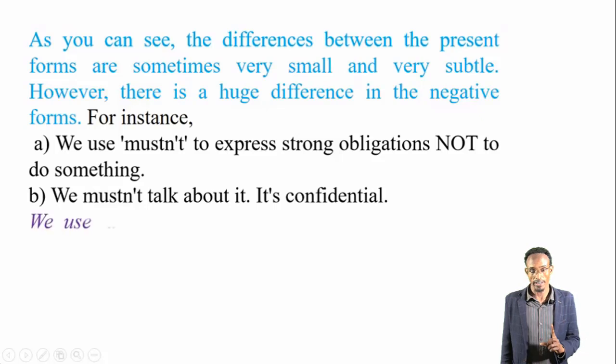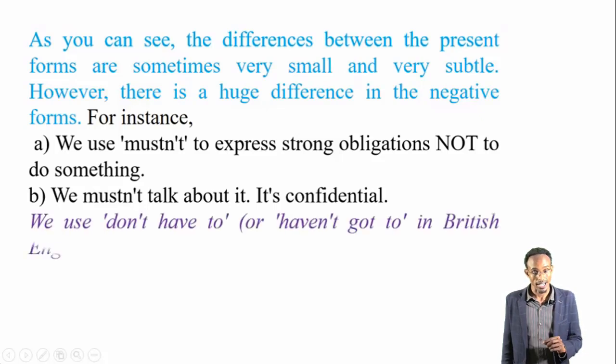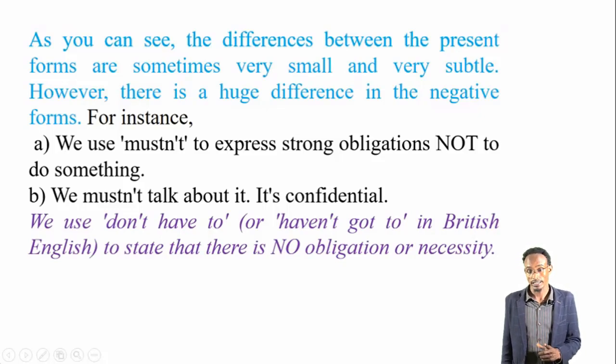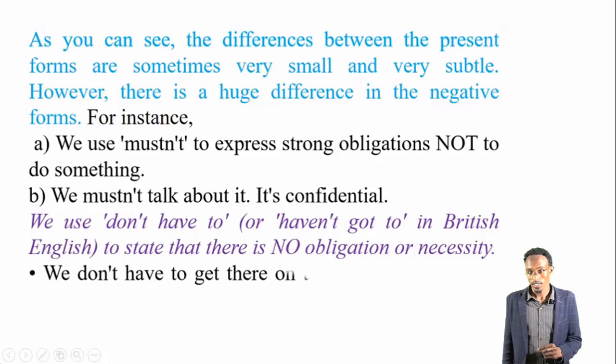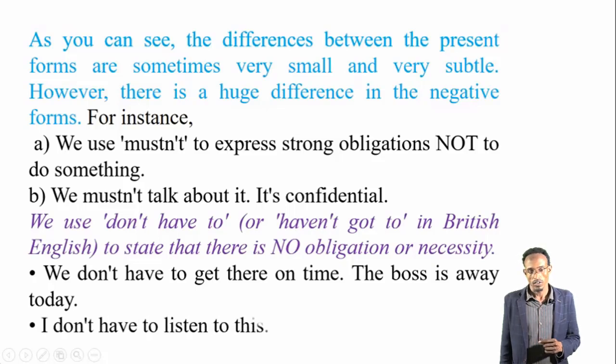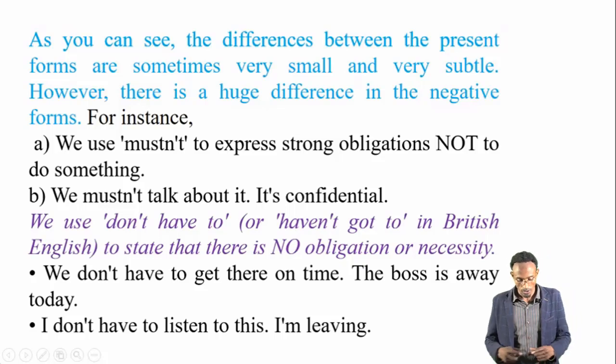In the same manner, we use don't have to, or in its negative form, haven't got to in British English, to state that there is no obligation or necessity. We don't have to get there on time. The boss is away today. Or if we look at another example, I don't have to listen to this. I am leaving.